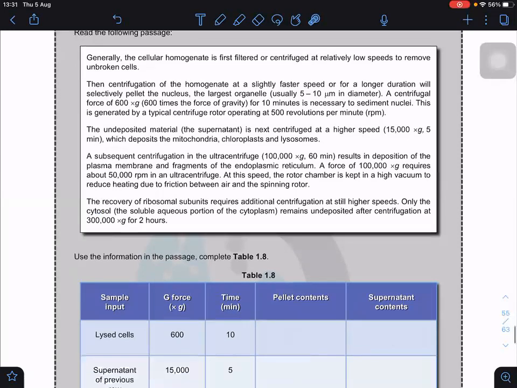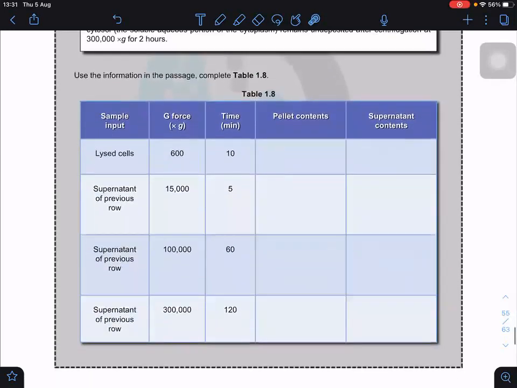So do you need to remember the speed? The answer is no. What you only need to know is what the pellets are and what the supernatant contents are after each pellet. Are you clear? So if I use the homogenate and spin it at 600 G for 10 minutes, what you are going to get in the pellet is nuclei. The supernatant contents are the non-nuclei organelles and also cytosol.